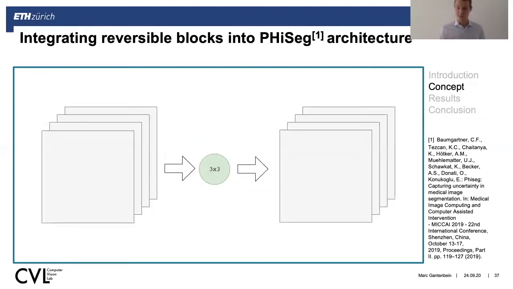If we have the same number of channels in the input and the output, we can do it. So we can replace the convolution with a reversible block, which I presented before.